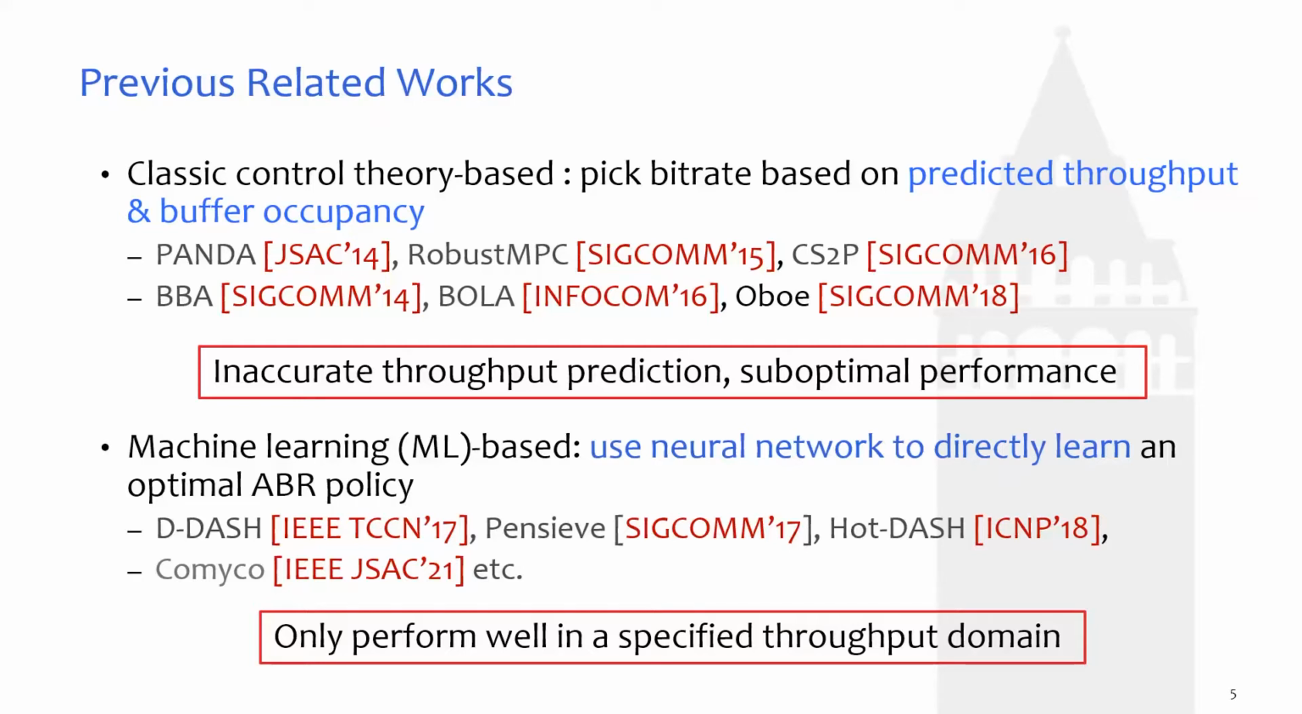In contrast, recently proposed machine learning-based schemes can achieve outstanding performance, especially the deep reinforcement learning based ones, for example, Pensieve from SIGCOMM 2017. They directly learn a good ABR policy from experiences, and the experiences are historical. However, some drawbacks of these algorithms can be found. For example, they can only perform well in a specific domain, since the neural network weights can hardly generalize to a new environment that differs from the training data.